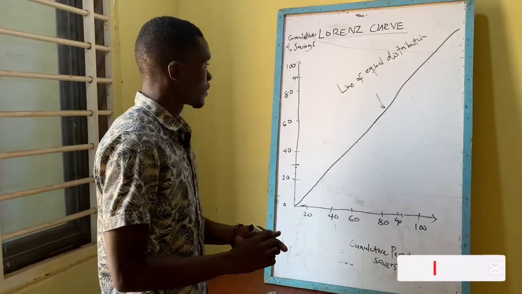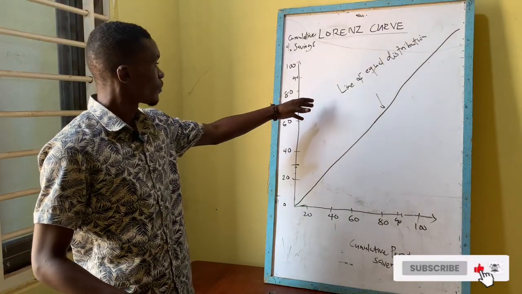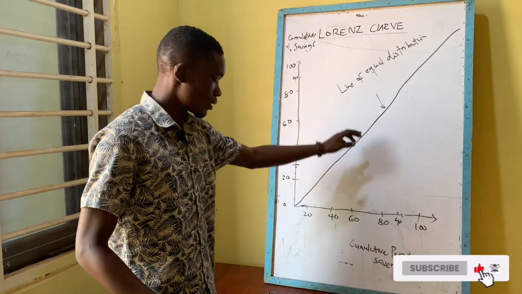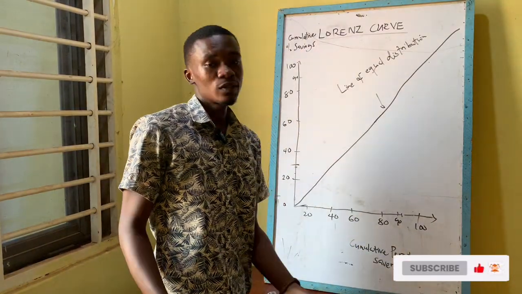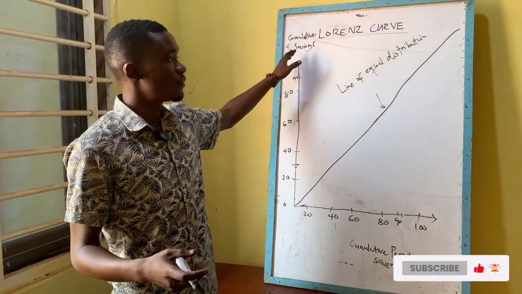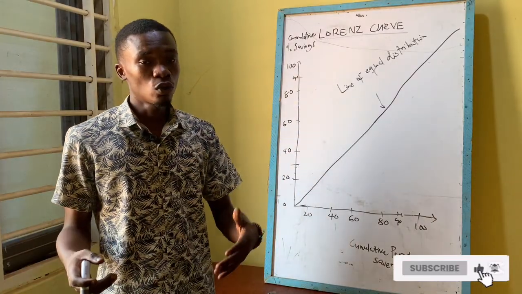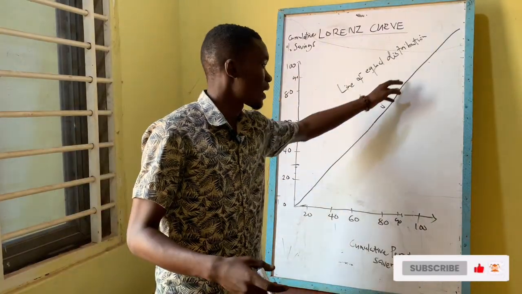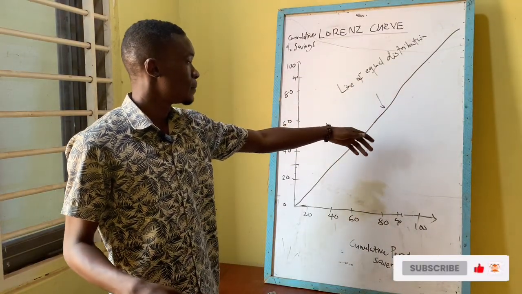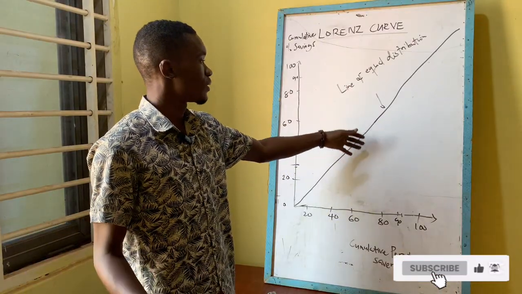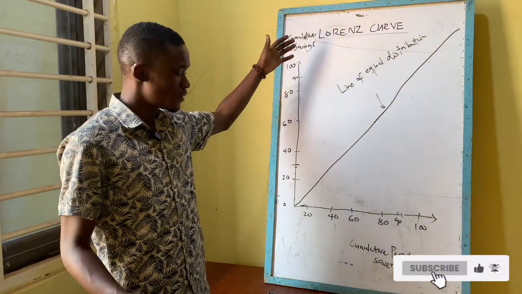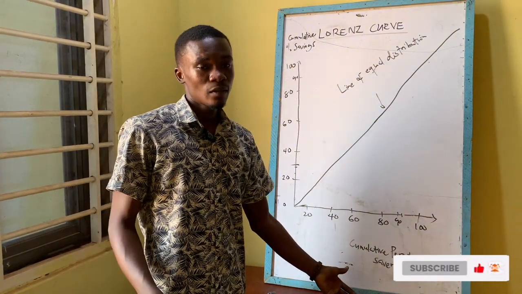And what this line means is that, supposing the cumulative percentage savings by the savers was equal, in other words, they contributed the same amount for the savings, the curve that we are about to draw is supposed to lie on this line because it's a line of equal distribution. And the farther away the curve is from this line of equal distribution, the wider the difference between the cumulative savings by the savers. I hope that is clear.